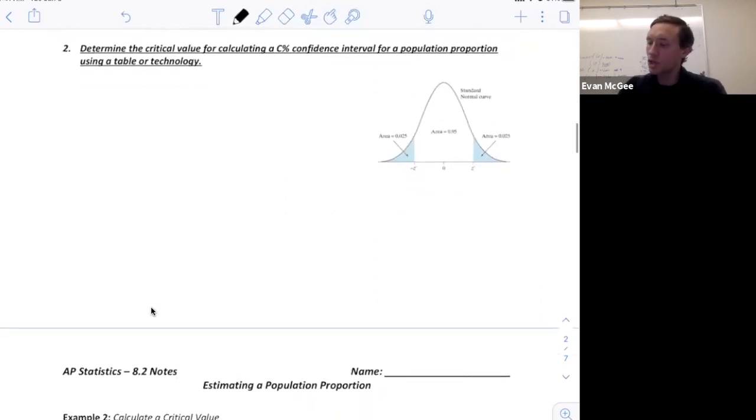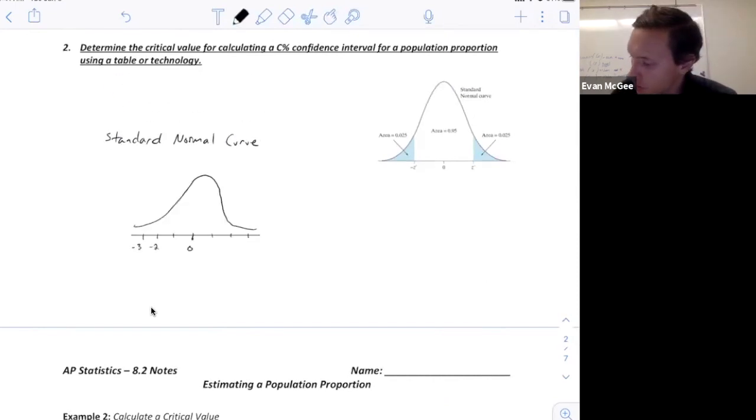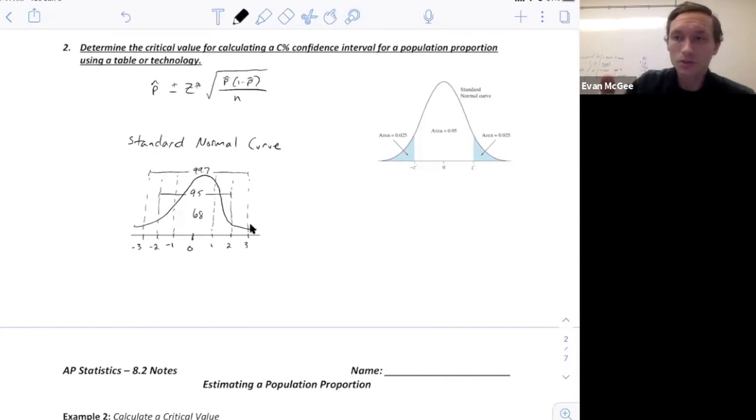Next objective: determine the critical value for calculating a confidence interval for a population proportion using a table or technology. Really, I'm just going to have you use technology for each one because it is the best and safest way. To understand what the critical value is, we have to remember what the standard normal curve is. Standard normal curve is any normal distribution that's converted to their z-scores. So the mean of the standard normal curve is 0, standard deviation is 1. We should remember that. The critical value is this value right here, which is part of the margin of error.